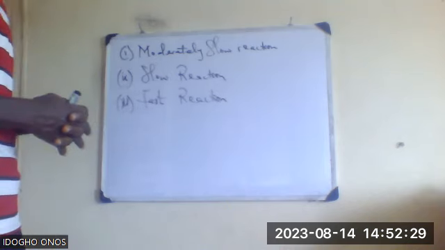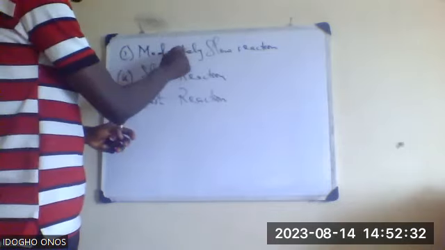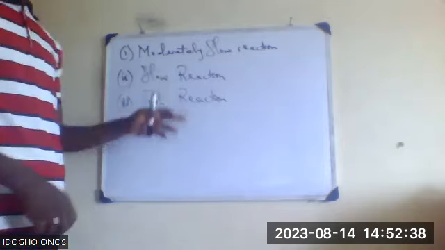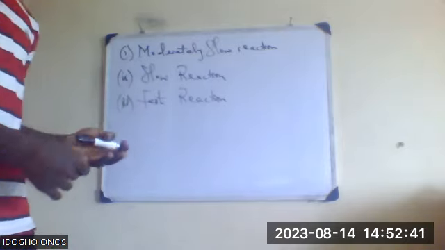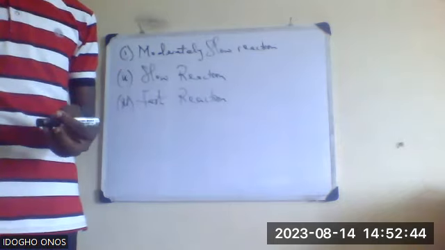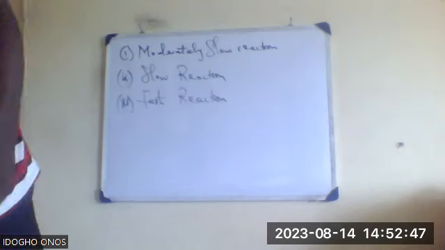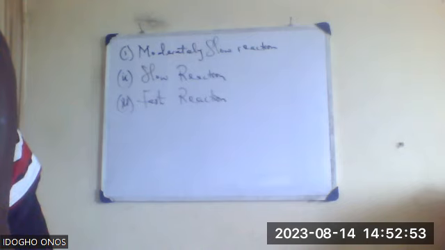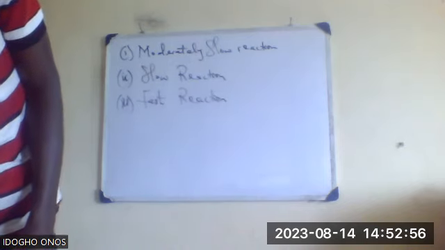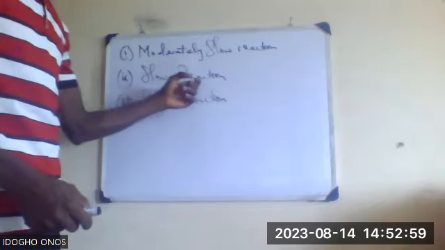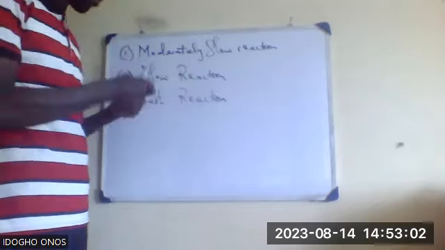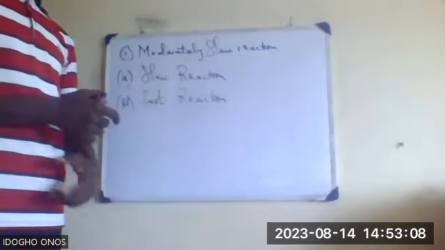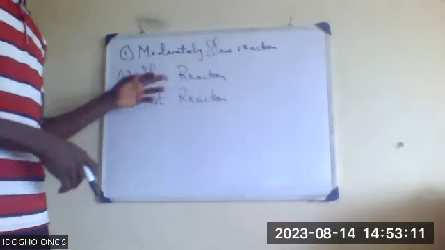Any question? Then the next one is a slow reaction. A reaction is said to be slow when it takes a longer time for the reaction to proceed to completion, or for a new product to be formed. That is a slow reaction.